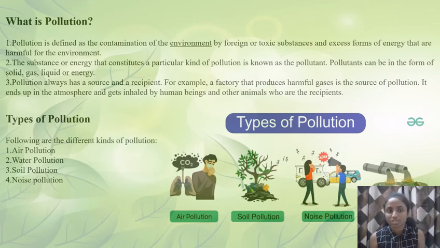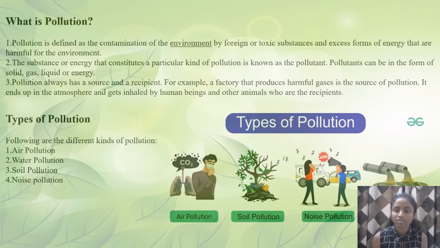Now let's see what is pollution. Pollution is defined as the contamination of the environment by foreign or toxic substance and excess forms of energy that are harmful for the environment. The substance or energy that constitutes a particular kind of pollution is known as the pollutant. Pollutant can be in the form of solid, gas, liquid, or energy. Pollution always has a source and a recipient. For example, a factory that produces harmful gases is the source of the pollution. It ends up in the atmosphere and gets inhaled by human beings and other animals who are recipients.